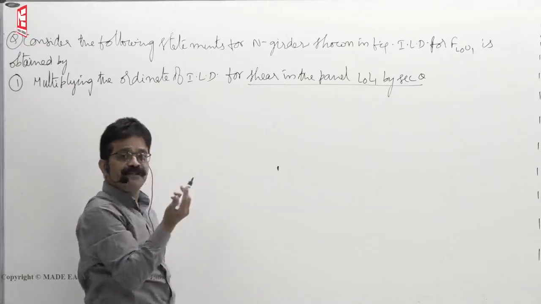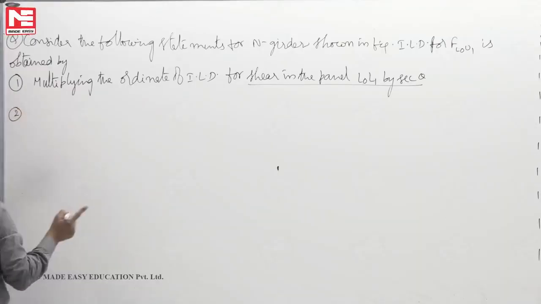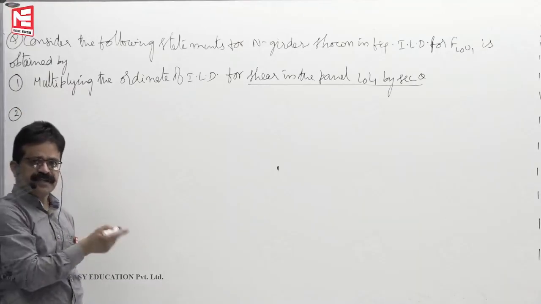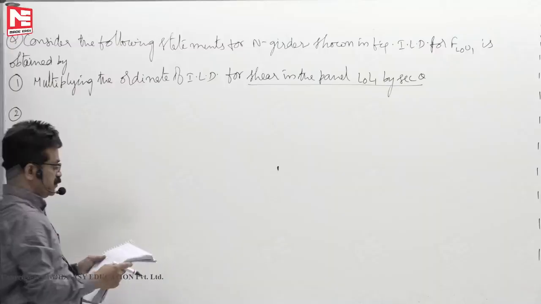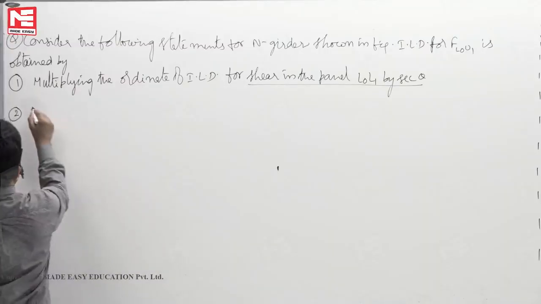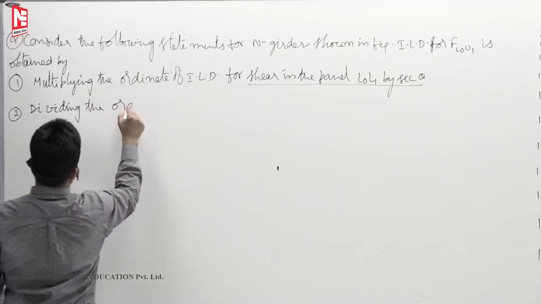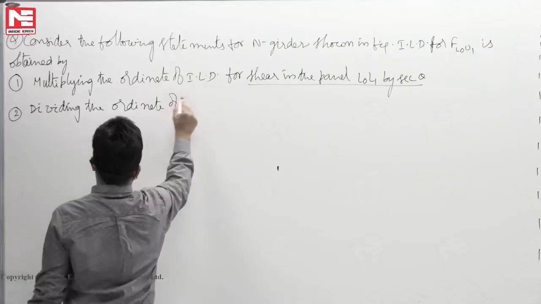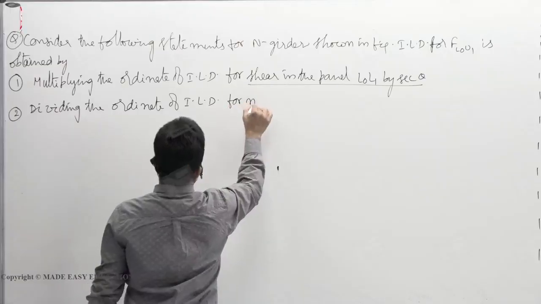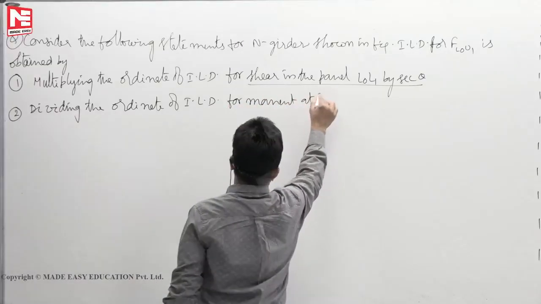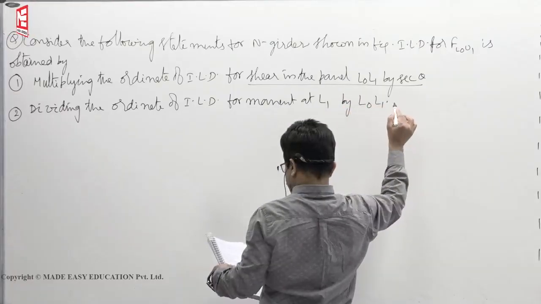That means shear in the panel, what it is, you must have an idea. That's why I told you earlier, panel shear, some questions we can manage without knowing, but this type of questions you cannot manage. You must know what is a panel shear. Second point is dividing the ordinate of ILD for moment at L1 by L0 L1 into cos theta.